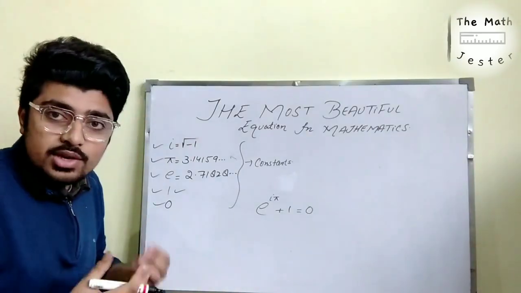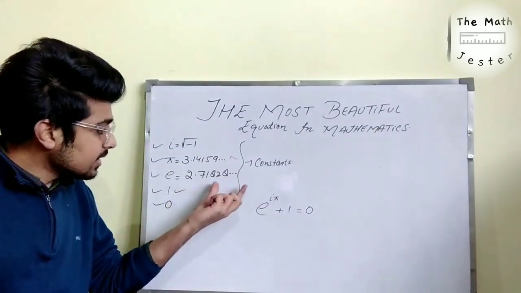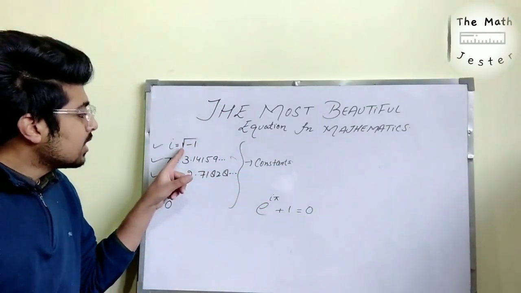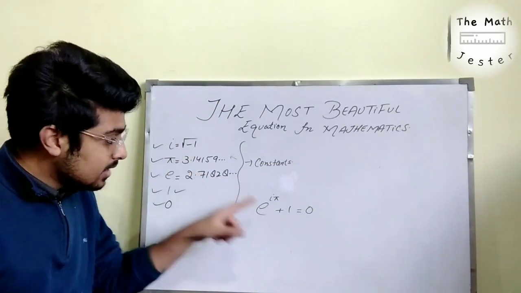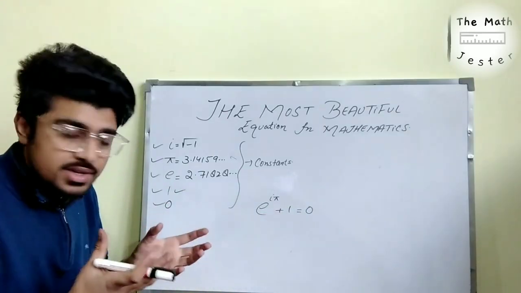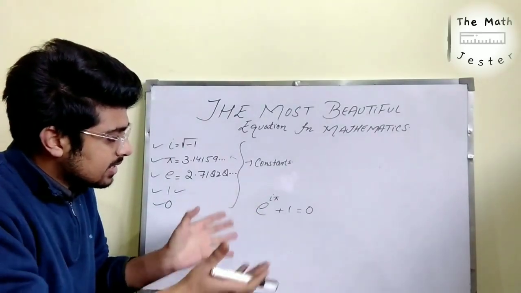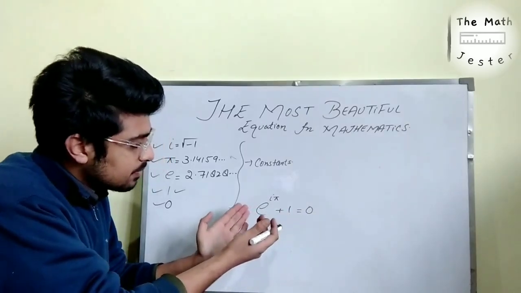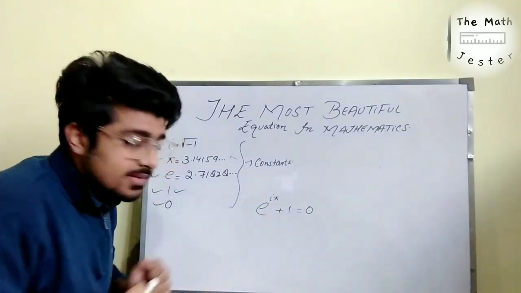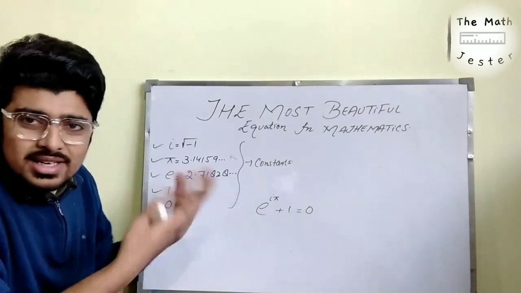And see the beauty of mathematics in it. You know that e has a value of 2.71828 and it runs up to infinity. Iota has a value equal to under root of -1, and pi has a value of 3 point something. And plus 1 is a positive quantity, so you are adding them. Even if you ask some non-math student what its value will be, he will not say 0. He will say that it might be -1 or 3 or 4 or any number, but not 0.